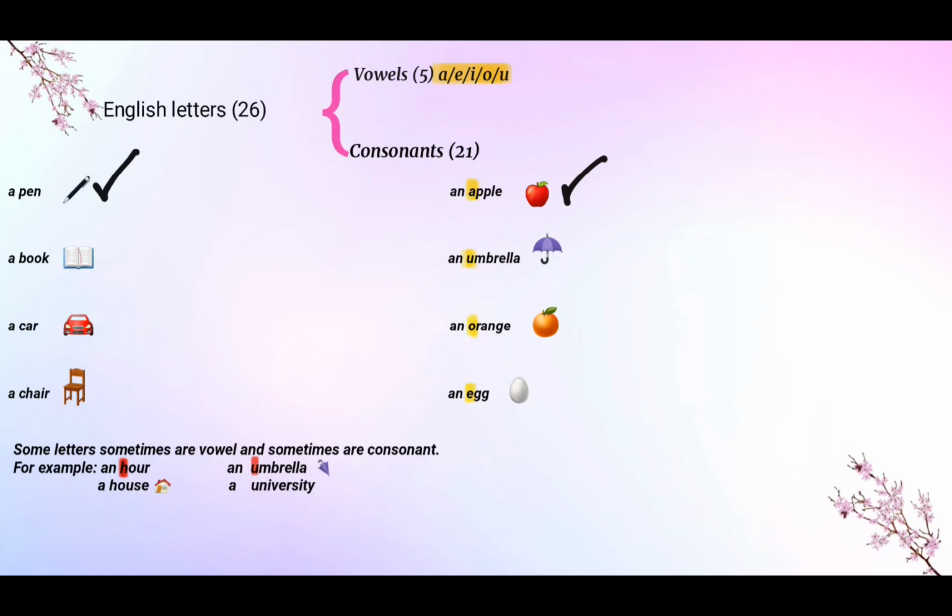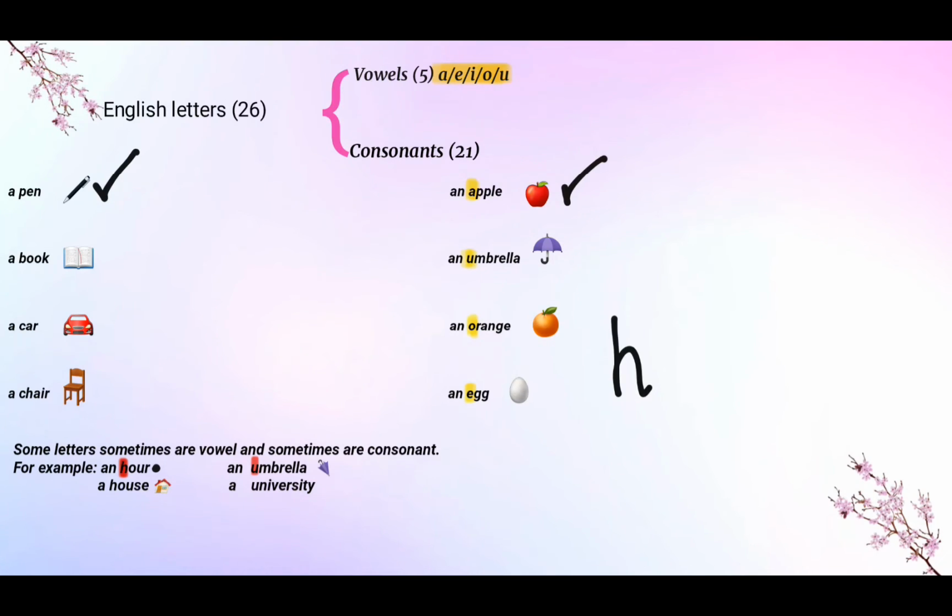The important thing is that some letters are sometimes vowels and sometimes consonants. For example, H. H is sometimes a vowel sound, like here: an hour, an hour. Hour starts with H, but in pronunciation, it actually starts with a vowel sound. Because of that, we use an before it.